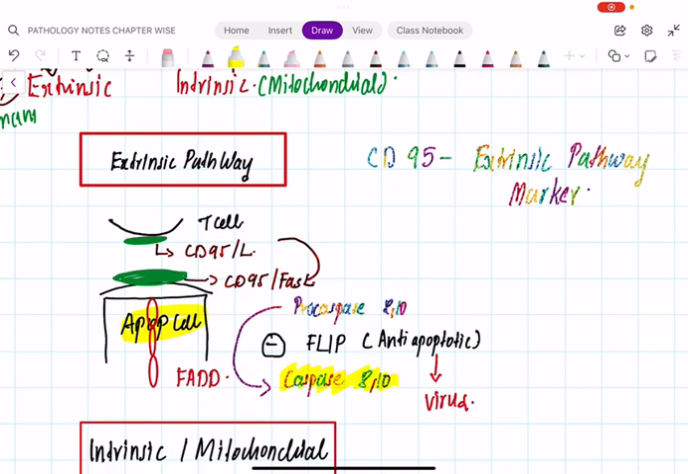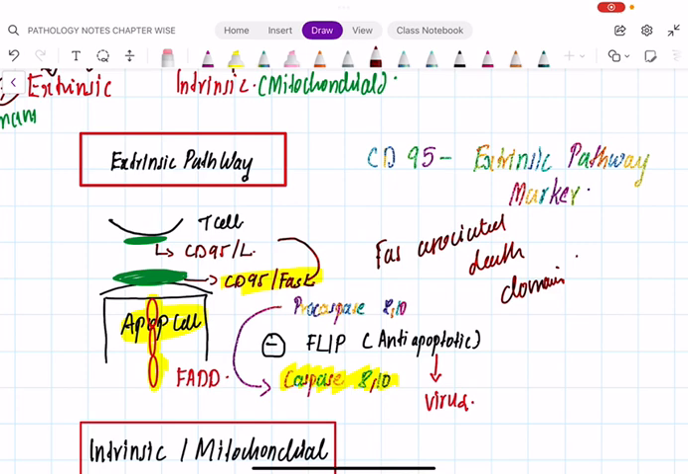The T cell which has the CD95 ligand will bind to the CD95 receptor, also called the FAS receptor, present on the surface of the apoptotic cell. As a result, it will cause trimerization of a protein. Why do I say trimerization? Because I have drawn 1, 2, 3 circles. Trimerization of a protein we call FADD. What is FADD? FADD stands for FAS associated death domain. You should know the full forms of all these.